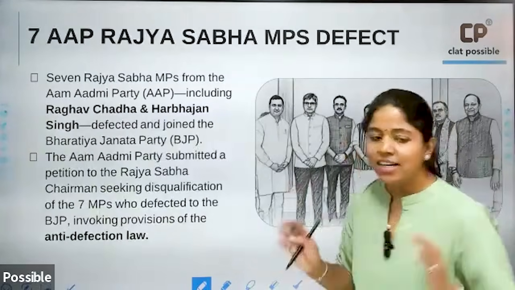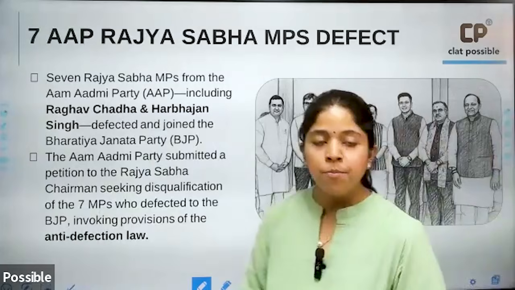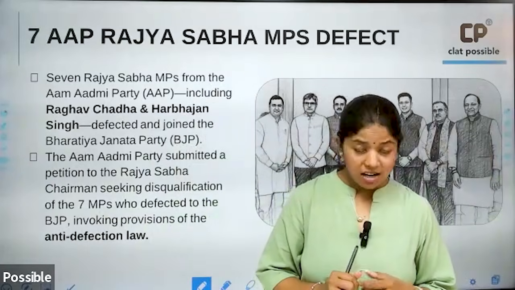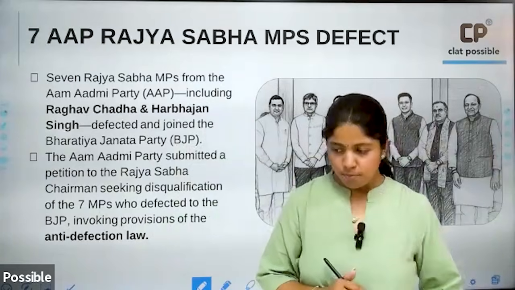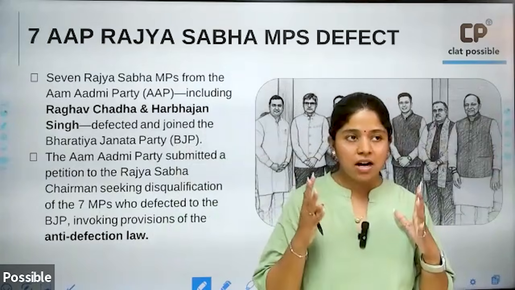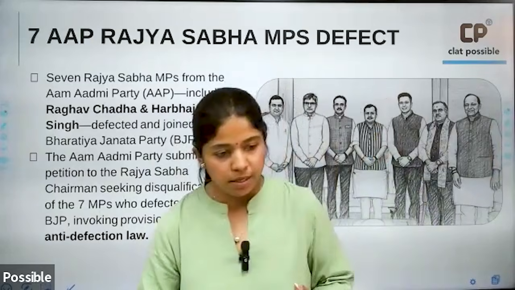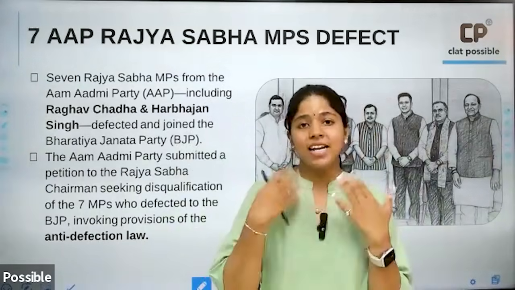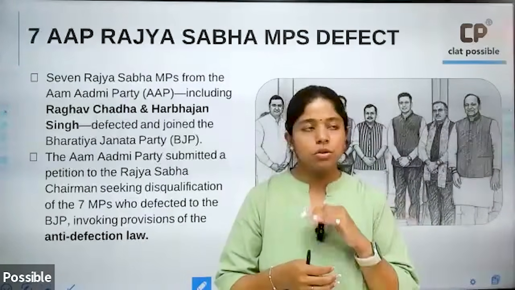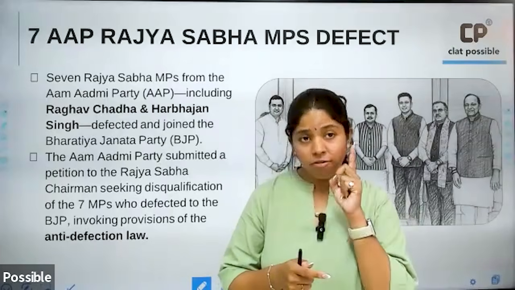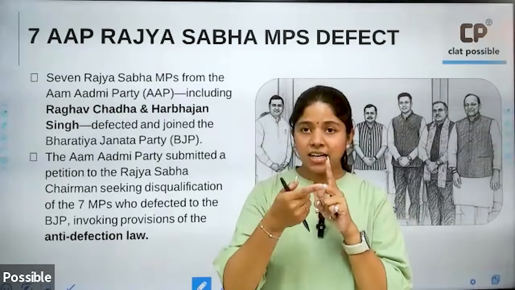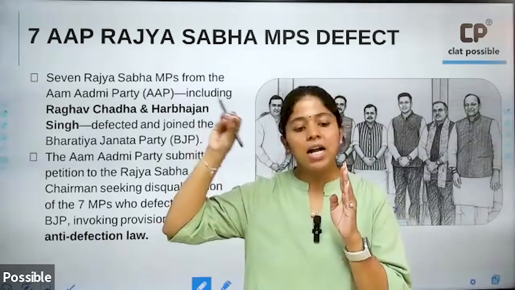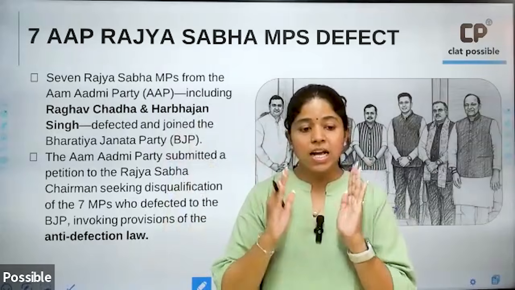All right. Then anti-defection, again very important this year. So we did see that there were 7 Rajya Sabha MPs from the Aam Aadmi Party, prominent ones being Raghav Chadha and Harbhajan Singh, who left the Aam Aadmi Party and joined the BJP. All right. So when any MP who got elected to the Parliament or to the state legislative assemblies on the ticket of one political party leaves that party after getting elected and goes and joins another political party, this is known as defection.